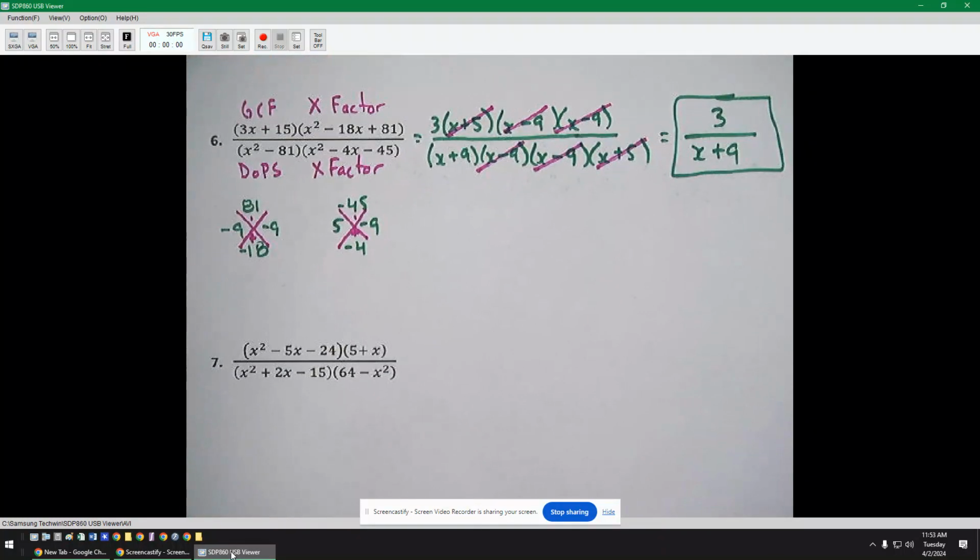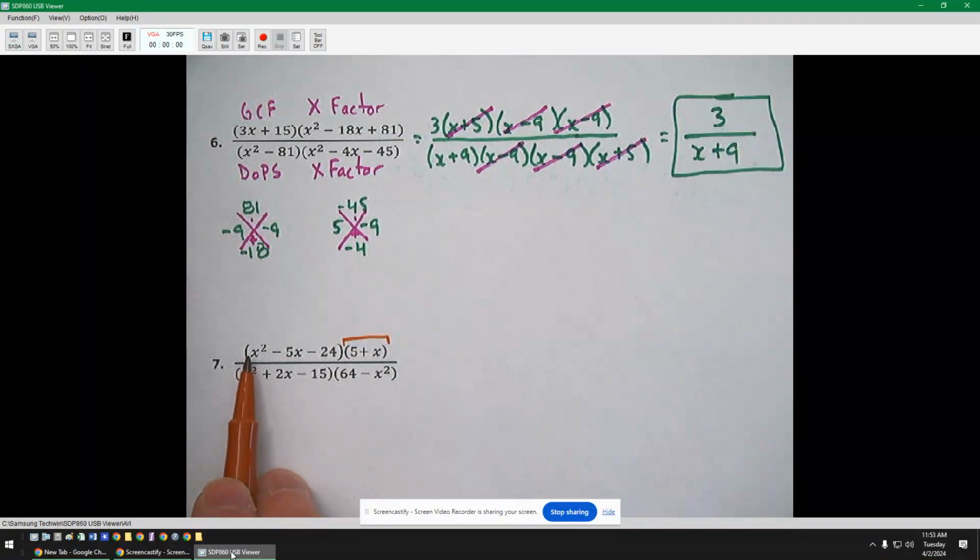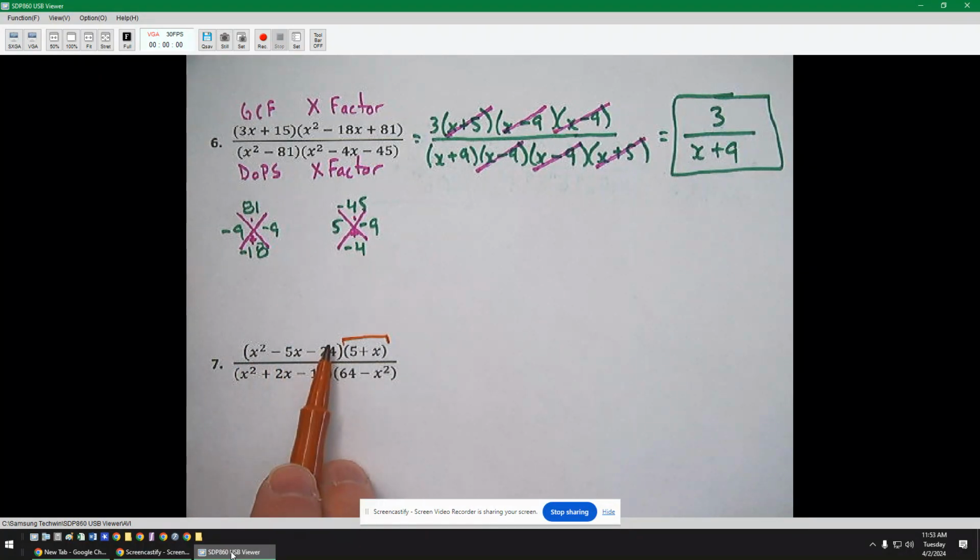All right, so for the next one, it's the same basic idea. There are some tricks that I want to put in the mix here, though. And the 2 tricks are when things are backwards. This is backwards. We consider this to be the correct order. We call it standard form because it starts with the highest exponent and it goes downhill. So x squared to x to no x. These 2 are backwards because the no x comes before the x. This is backwards because the number comes before the x squared. So these are both backwards.